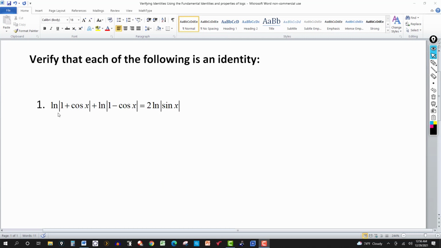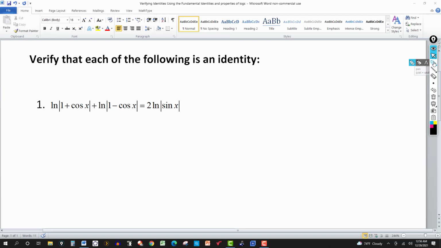We have the natural log, that's understood to be base e, of the absolute value of 1 plus cosine x plus natural log of absolute value of 1 minus cosine x is equal to 2 natural log of absolute value of sine of x. And of course we're using absolute values here because the log of a negative is not defined. So the absolute value is simply to guarantee that we're not taking the natural log of a negative number.